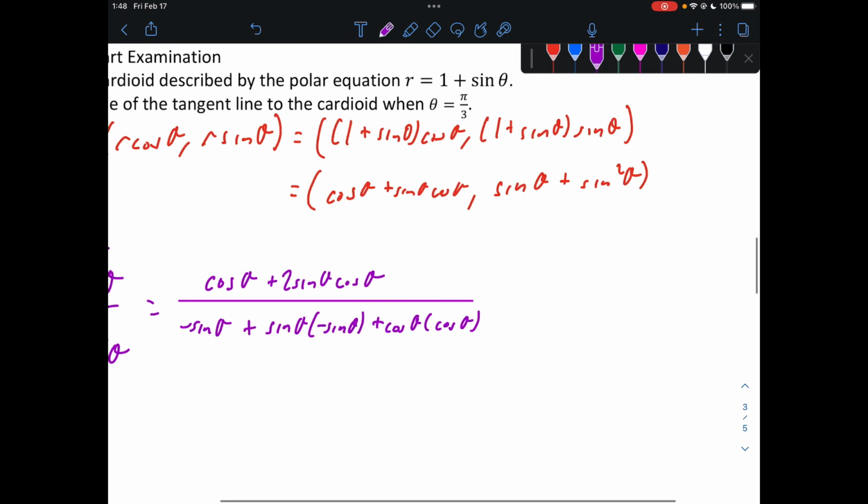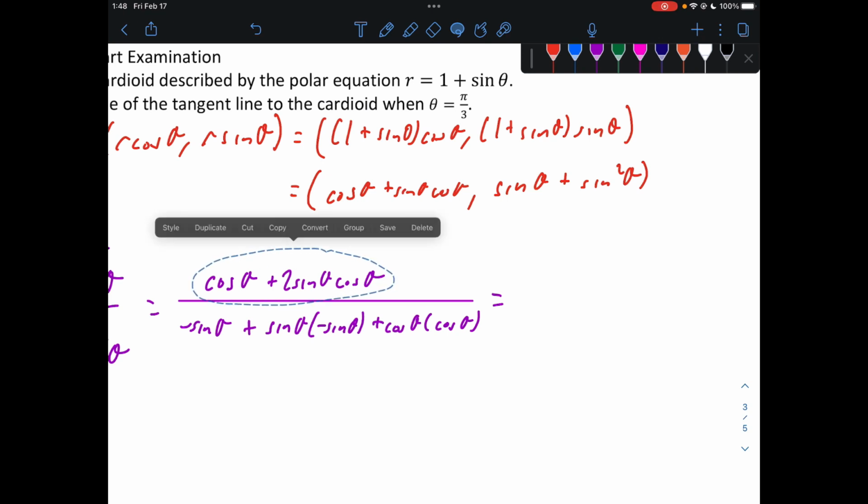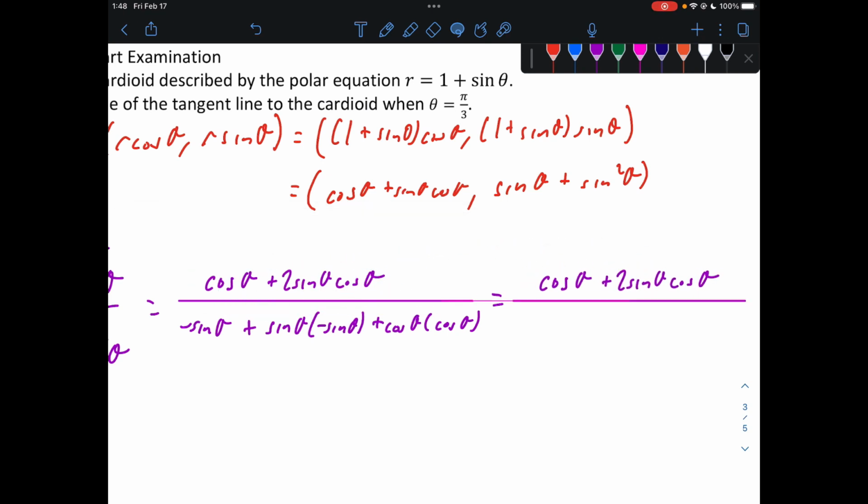All right. Now, if you want to clean this up a little bit, you can. The numerator, not really much we can do unless you want to factor out a cosine, but I'm not going to bother with that. The denominator, we have negative sine theta minus sine squared theta plus cosine squared theta.